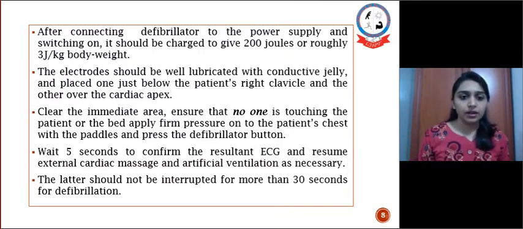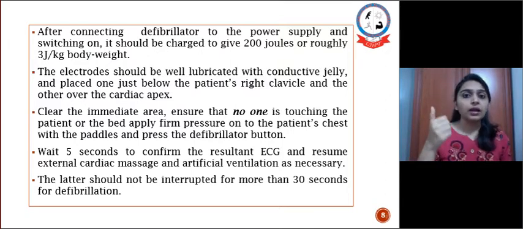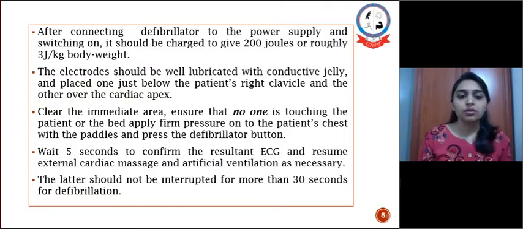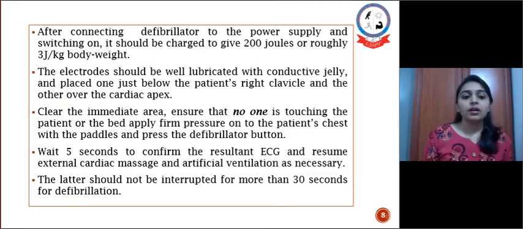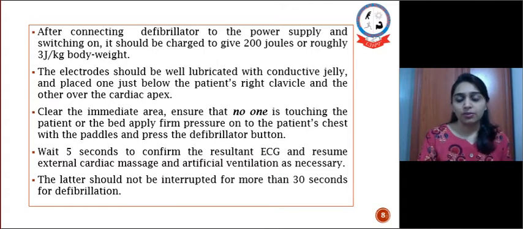Once we place the electrodes, we should check whether the area is clear or not. No one should be touching the patient, or even the bed of the patient. Then we apply firm pressure on the electrodes and press the defibrillator button, which will give current to the patient. We need to wait for 5 seconds to see the result on the ECG. If we find a normal result, then it's okay. Otherwise, we continue with cardiac massage and artificial ventilation as necessary. As I said earlier, it should not be interrupted for more than 30 seconds for giving defibrillation.